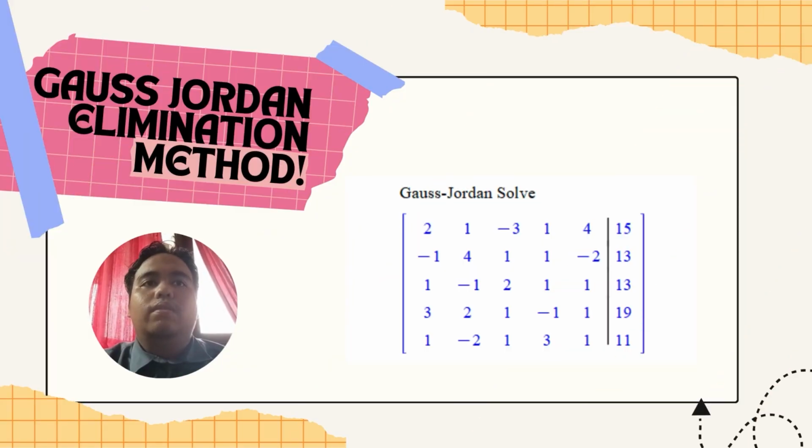Now we are using the Gauss-Jordan elimination method. We begin with our system of 5 linear equations represented here as an augmented matrix. Our primary goal with Gauss-Jordan elimination is to form this matrix into what's called reduced row echelon form. This means we aim to achieve an identity matrix on the left side, which will then directly give us the values for our variables x1, x2, x3, x4, and x5 on the right side.